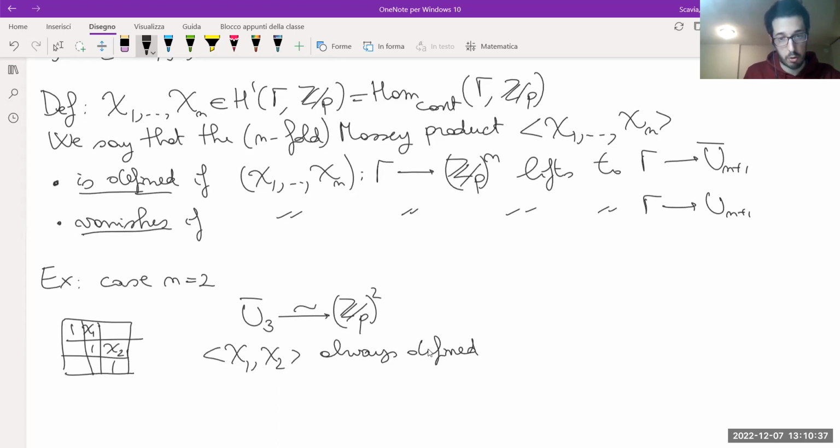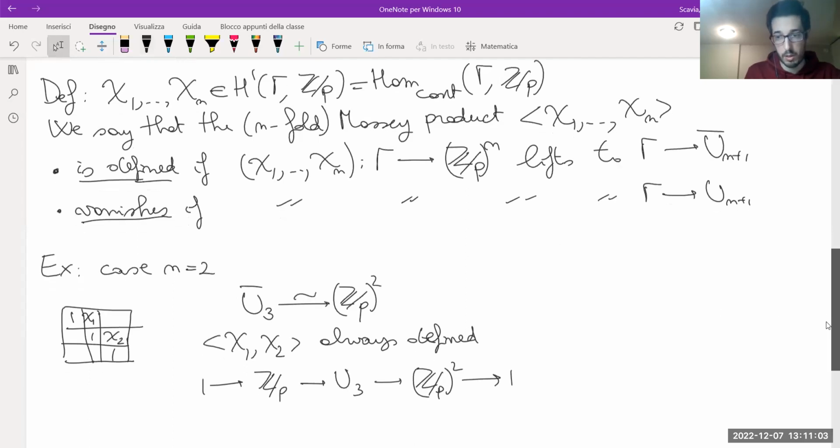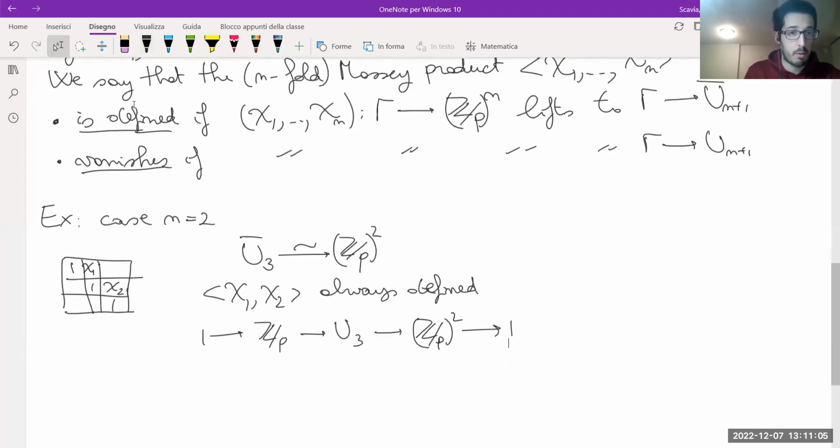Because the lifting condition is always satisfied in this case. But when is it vanishing? Well, the diagram above simplifies a little bit. We can rewrite it as 1, Z/p, U3, and then Z/p squared. And this is, of course, again short exact and central.